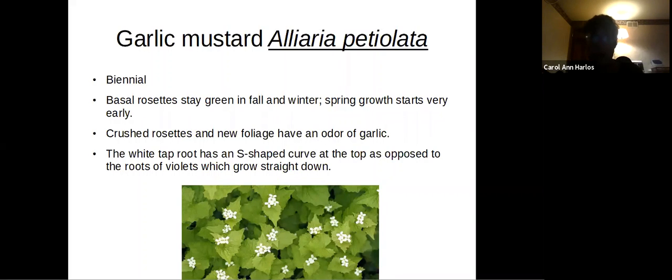Somebody brought me a plant that they had dug up, and they thought that it was garlic mustard. It was not. It was a violet because the leaves look very, very similar. So if somebody does this for you, if they really dig it up, take a good look at the taproot, okay? And this has an S-shaped taproot at the top, like the letter S, and the roots of violets go straight out of the plant down into the soil.